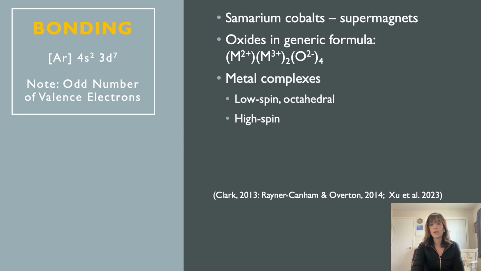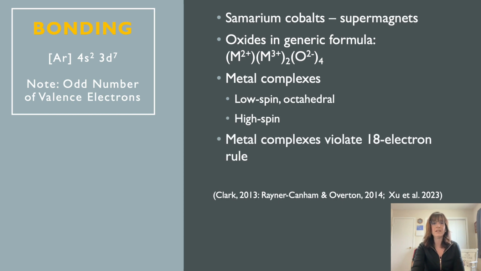It forms both low and high spin metal complexes that can take on an octahedral shape. Metal complexes do violate the 18 electron rule simply because cobalt has an odd number of valence electrons. And various ligands can attach to the cobalt. This is awesome for its catalytic purposes.